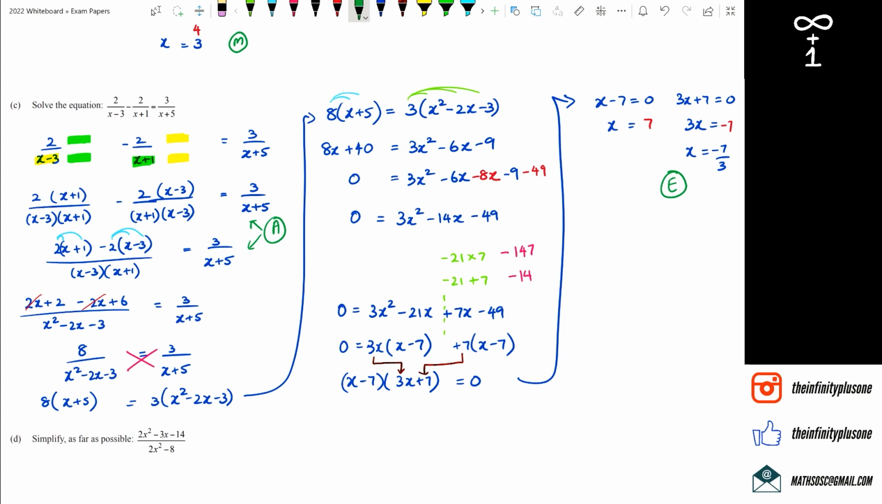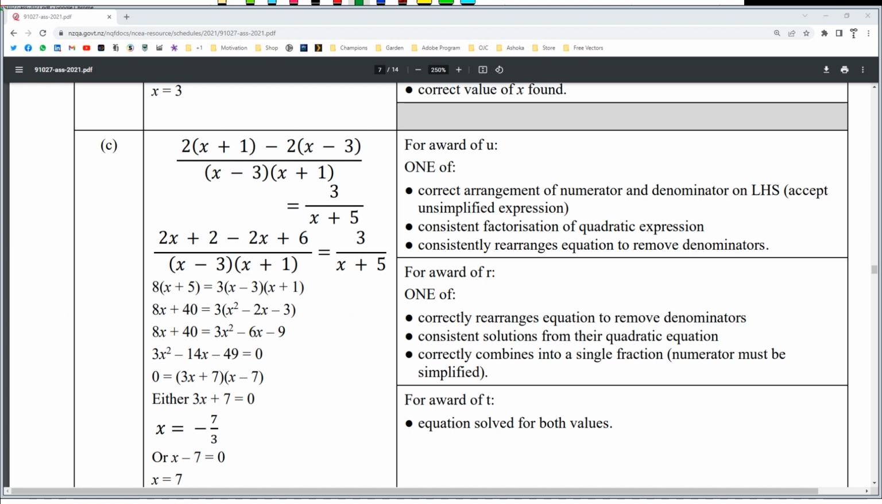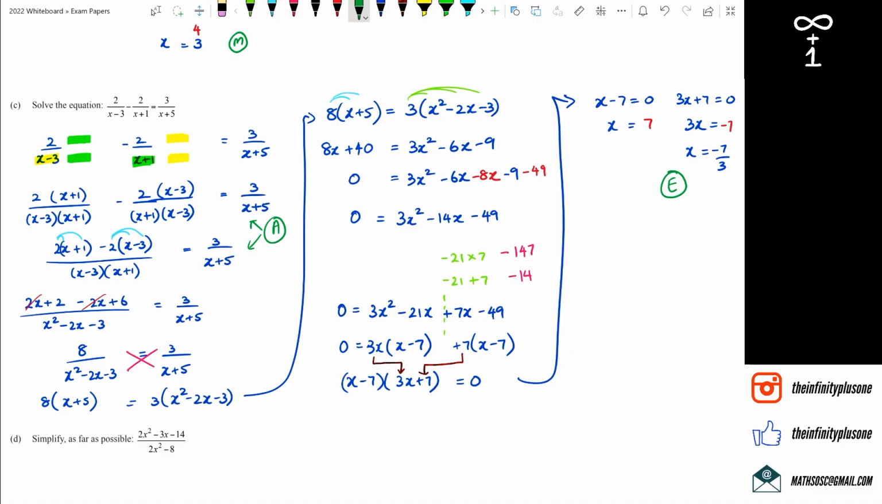Factorizing of quadratic equation, that's if you make a mistake with the quadratic equation, you can still get an Achieved. Rearrange equation to remove denominators, that's up to here, which also gets you an Achieved there. And if you combine it into a single fraction, numerator must be simplified, could be a Merit. Correctly combines into a single fraction.